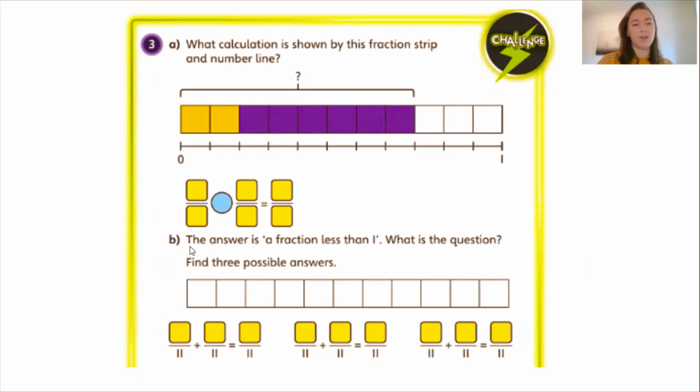Part B asks you, the answer is a fraction less than 1. What is the question? Find 3 possible answers. Now they've already told you here that the denominators are always going to be 11ths, but you need to fill in the missing blanks. You could colour in the squares on a strip or draw your own. Just make sure you chop it up into 11 equal parts to show 11ths and find 3 possible answers. Remember though, it says that the answer is a fraction less than 1. Don't get tricked out by making your answer less than 1. How many 11ths equals 1?